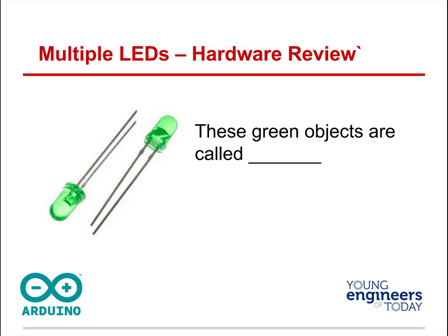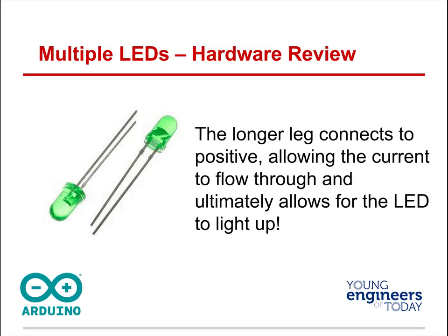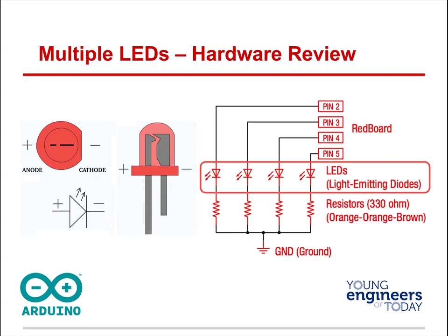These green objects are called LEDs. What's the longer leg of the LED? It's the anode, or the positive. Here it is: longer leg is positive, negative is the cathode. LEDs are very sensitive to polarity, so make sure you hook up the positive to the battery or power source, or to your pin in this case. And then there's your resistor, and there's a ground. We're sharing the grounds.